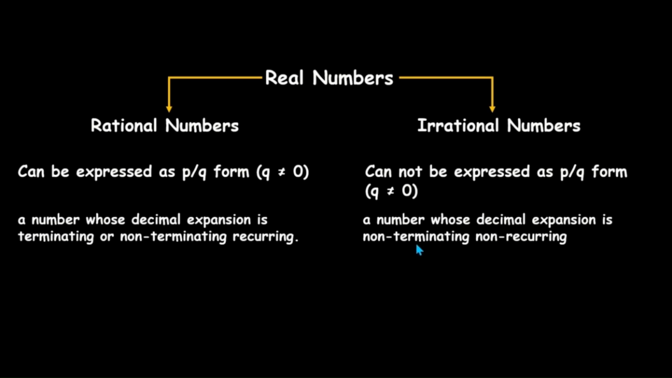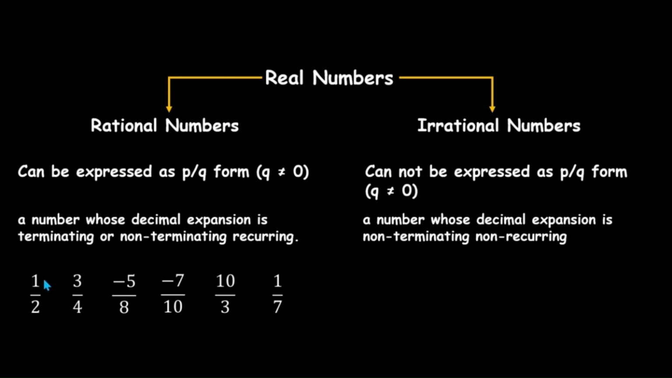So for irrational numbers, the division keeps going on. The remainder will never become 0, and the division keeps going on, and the digits also will not recur or repeat when it comes to irrational numbers. Now let's see a few examples of rational numbers and irrational numbers. 1 by 2, 3 by 4, minus 5 by 8, and minus 7 by 10 are the examples of rational numbers whose decimal expansion terminates.